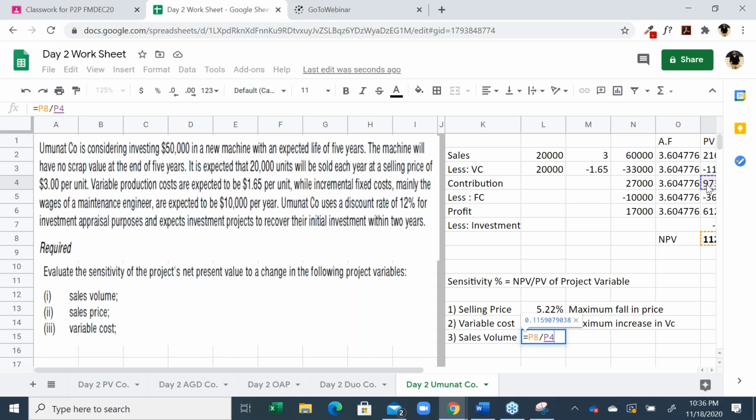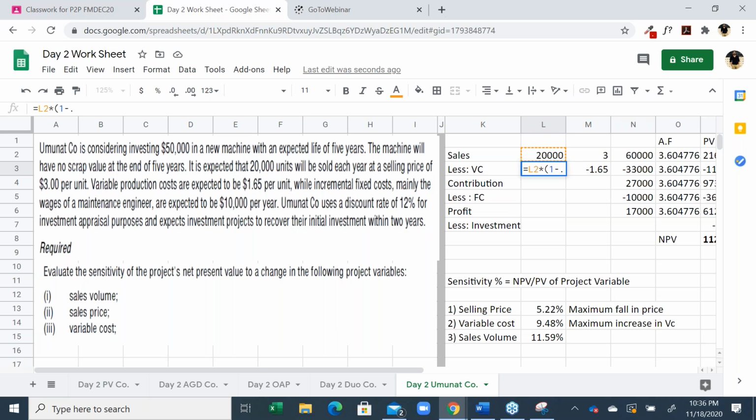Neither the sales revenue nor the variable cost alone. It should be the net of these two to check with the sales volume. So the maximum fall in sales volume should be 11.59%. Any fall beyond this level will result in a negative NPV. Let's check it for our own sake. Let's decrease our sales volume by 11.59% and see if it results in a 0 NPV.